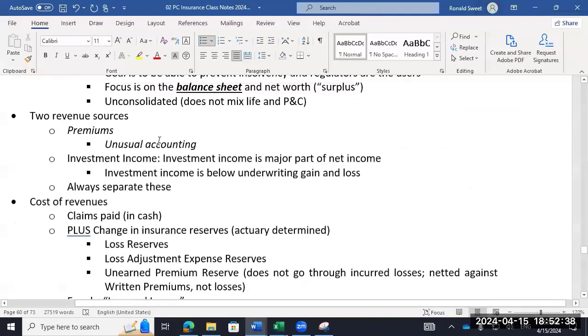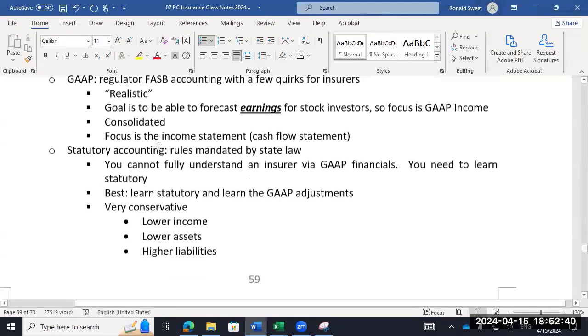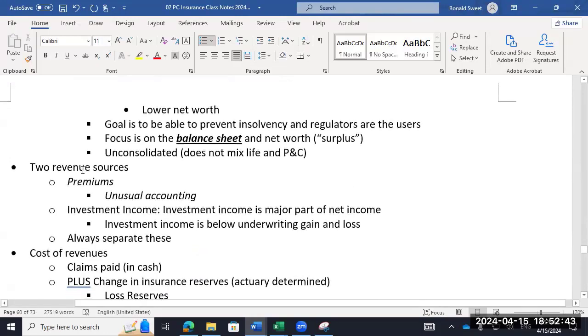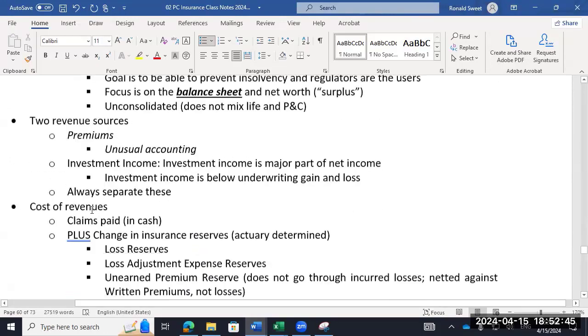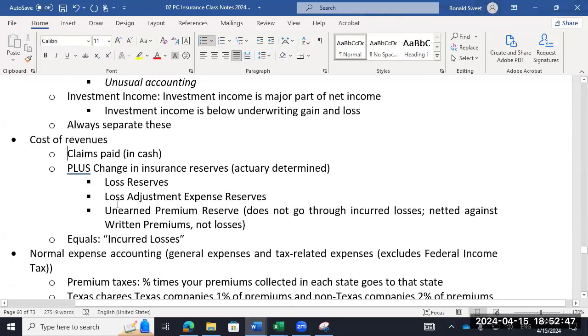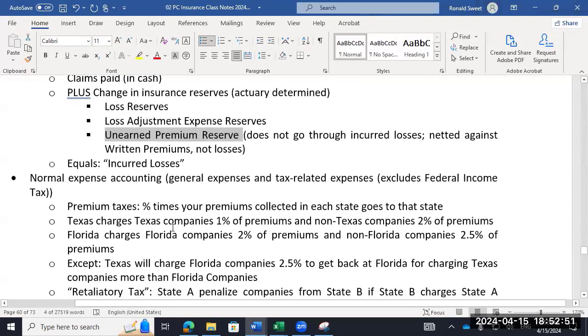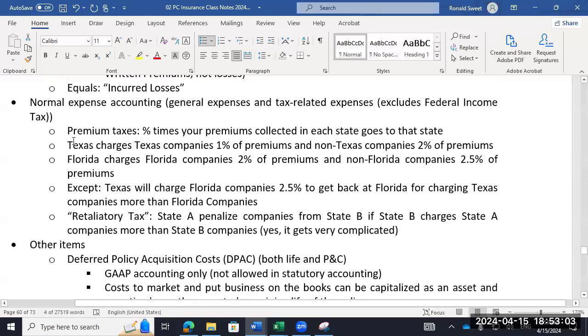So, let me get back to the notes. Just be aware on cost of revenues, there's this really bizarre reserve. You don't count the premium. The only premium you're going to put in your income statement is the 100. But you have to set up this unearned premium reserve. We'll get into more examples of that later.